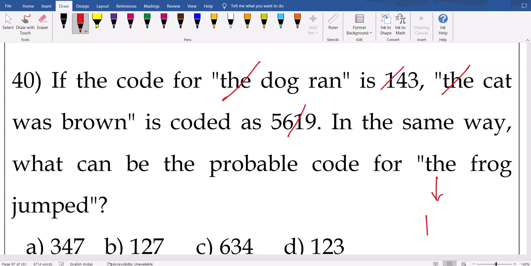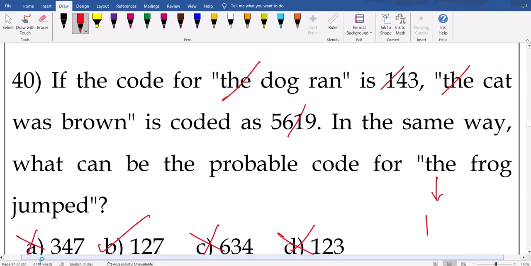Listen, my dear friends. Sir, "frog" is a new one, right? See, this is very important. In this model, every time you can expect one question. Everybody focus. "Frog" is a new word, right? Already what numbers are used? 1, 4, 3, 5, 6, 9 are used. So now I should not use 3. Eliminate the D option. Eliminate the C option. Eliminate the A option. My job is done.